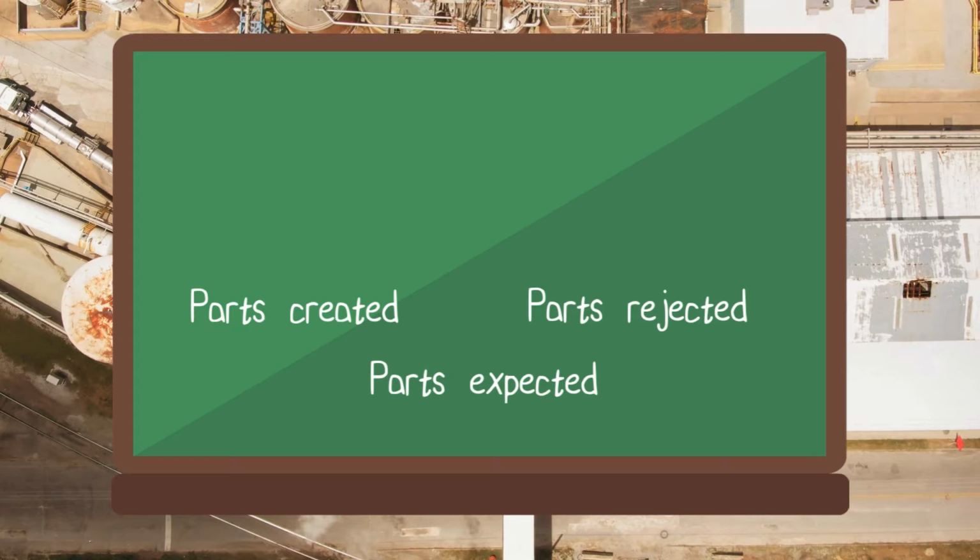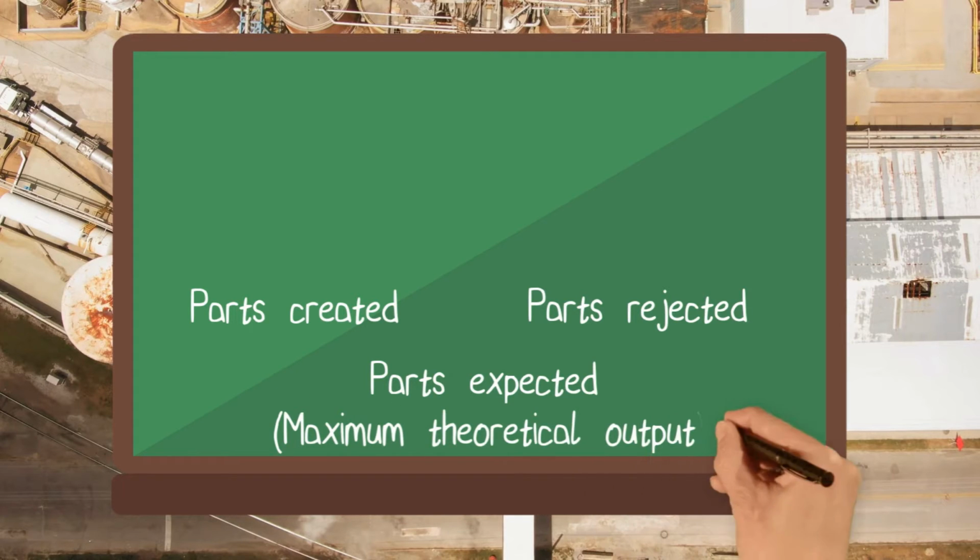If you don't know how many parts to expect from a machine over a specific time frame, you're going to need to calculate the maximum theoretical output using the known cycle time of the machine, or you can observe it in a perfect run and sort of work out how many you'd expect.